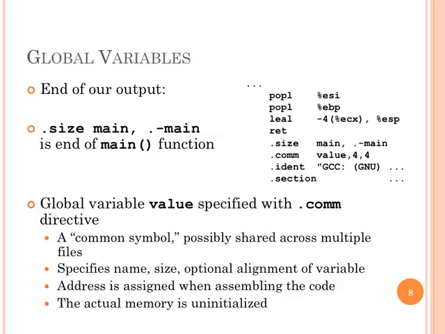And then the address will be assigned to that, and then everywhere that we use value in our assembly program, the actual address will be replaced into that space in the generated machine code. Okay, so that's pretty straightforward, but that .comm is just a common symbol or a common variable. Okay.